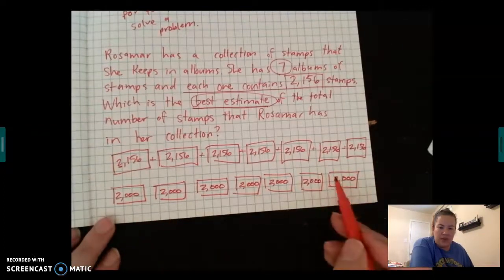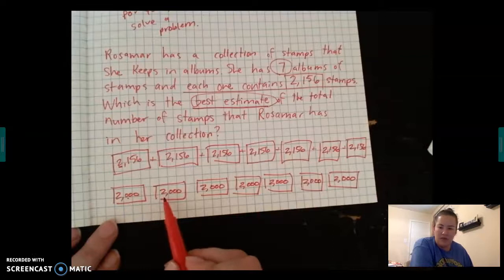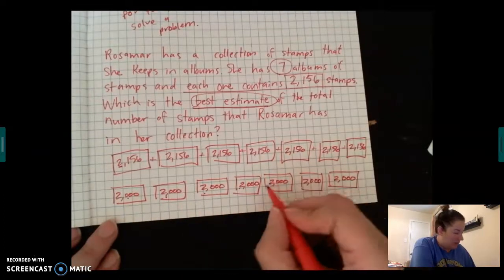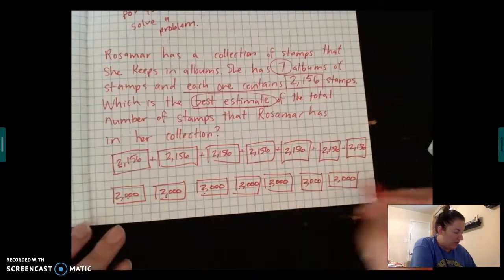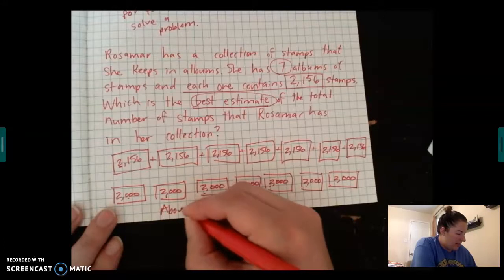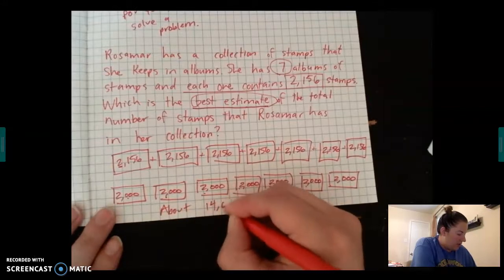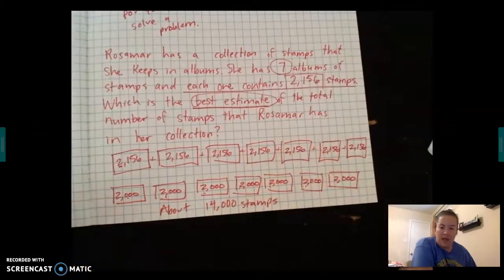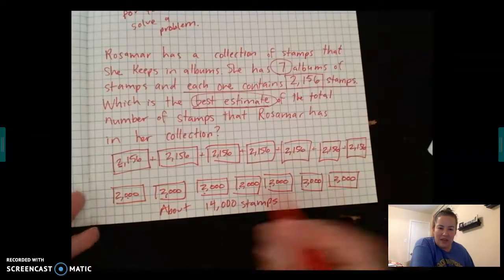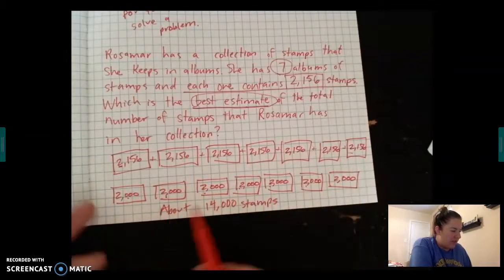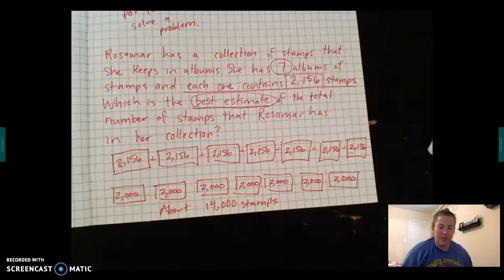So this would be a lot easier, okay? 2,000, 4,000, 6,000, 8,000, 10,000, 12,000, 14,000. So I know she's going to have about 14,000 stamps in those 7 albums. Wasn't that a lot easier than having to add up all of these numbers? If I use compatible numbers or I round them first, it makes the math a lot easier.